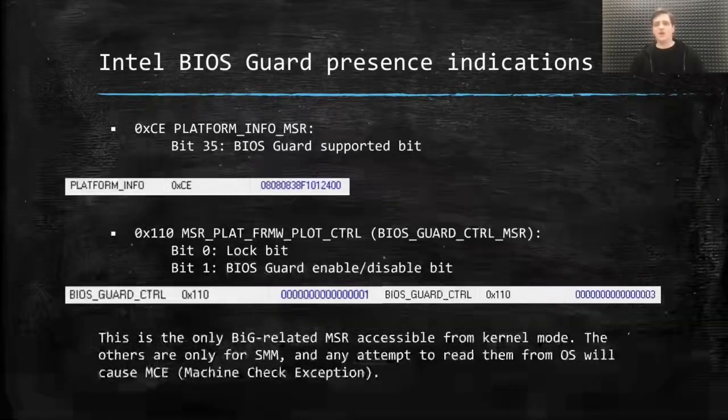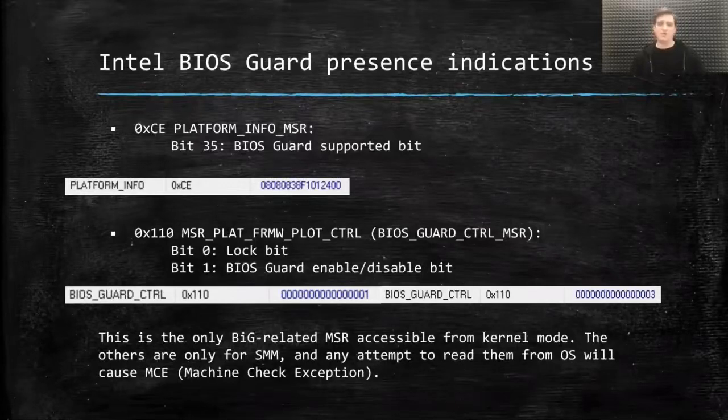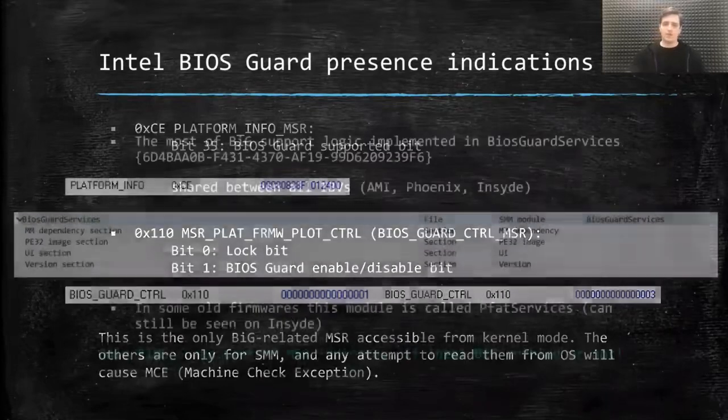By the way, we have noticed that starting from the 4th generation of Intel CPUs, this MSR cannot be 0 at runtime, because in case BIOSGuard is not configured, this register locks itself with its settings as 0 bit.